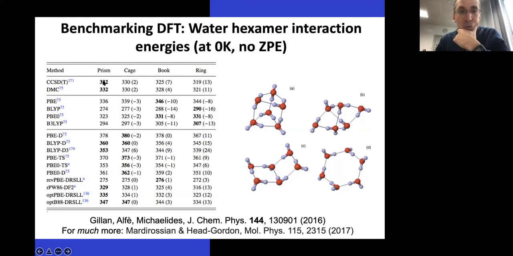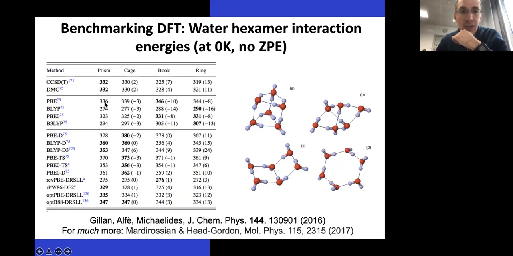And if you again go and do accurate reference calculations with a technique known as coupled cluster or with diffusion Monte Carlo, you can very accurately obtain the absolute binding energies and the relative energies for these different states. And so what the reference values say is that at 0 Kelvin, without any 0-point energy correction, the prism is slightly more stable than the cage, slightly more stable than the book, slightly more stable than the ring.